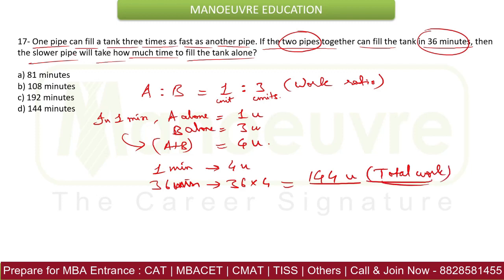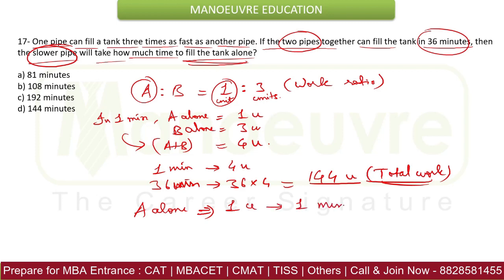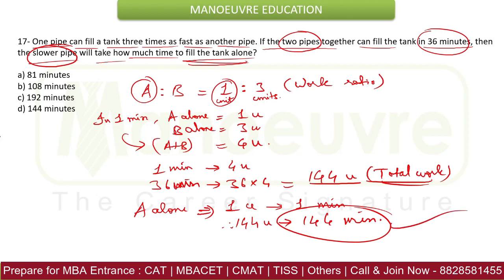So how much time will be taken by the slower pipe to fill the tank alone, to complete the work? The slower pipe here is A, which is completing 1 unit in 1 minute. So A alone completes 1 unit in 1 minute. Therefore it will complete the total work of 144 units in 144 minutes, which will be the final answer over here. Option D will be the answer.